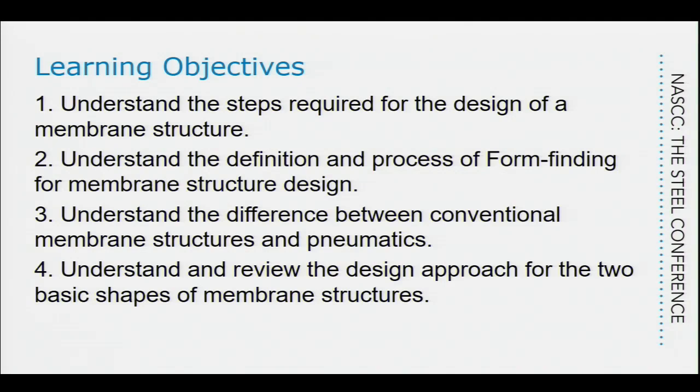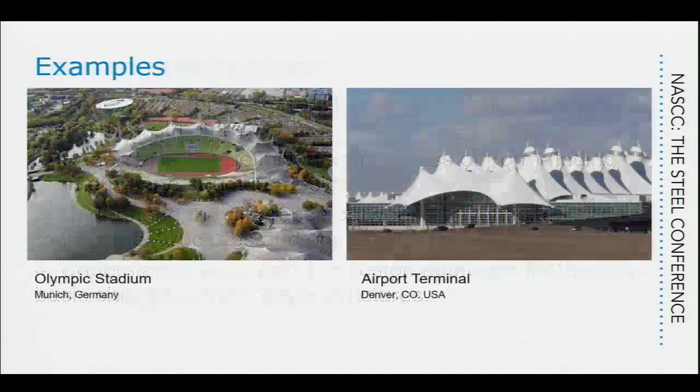We're going to understand the steps required for the design of a membrane structure. We're going to understand the definition of the form-finding process. We're going to understand the difference between conventional structures and pneumatic membrane structures. And we're going to understand the review and the design approach for the 2 basic shapes of membrane structures. So this is kind of what we're going to be talking about. I'm going to show you a couple of examples. I'm going to try and refer back to some of them because they're very good examples of typical membrane structures.